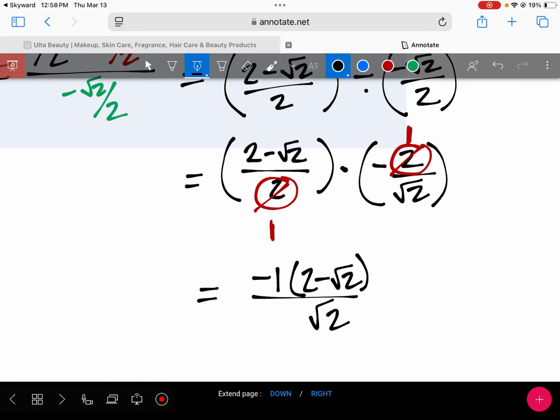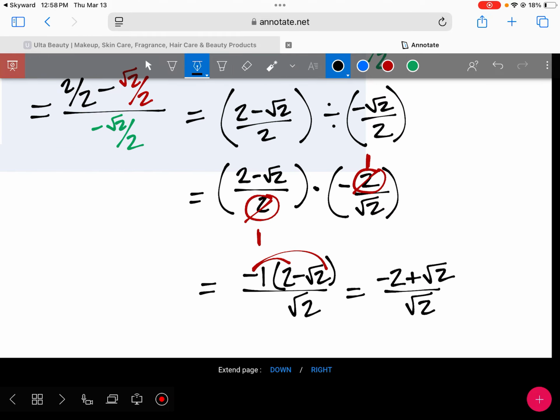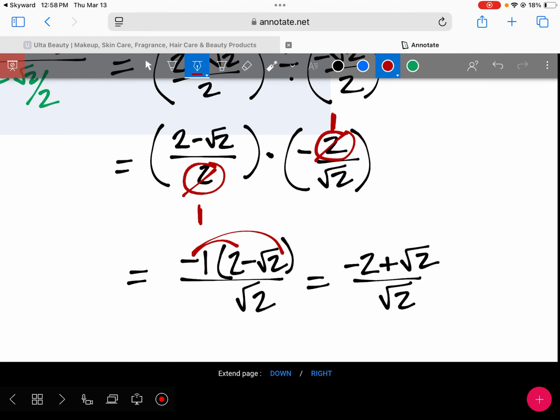All right, so now we're ready to distribute that -1. And that gives you -2 plus root 2 all over root 2. So I'm trying to go really slow. Normally we would be good, but we ended up with a problem. We can't leave that like that, so we have to multiply top and bottom by root 2.